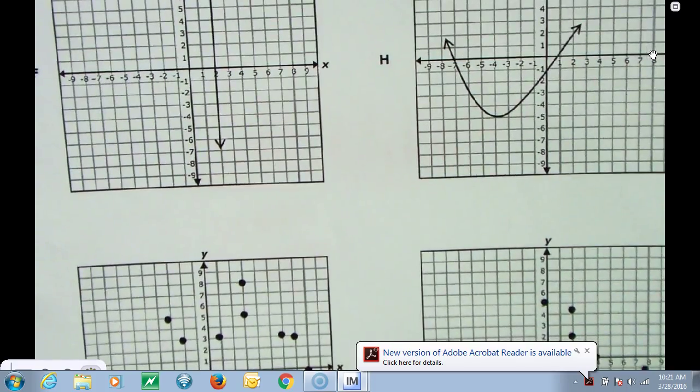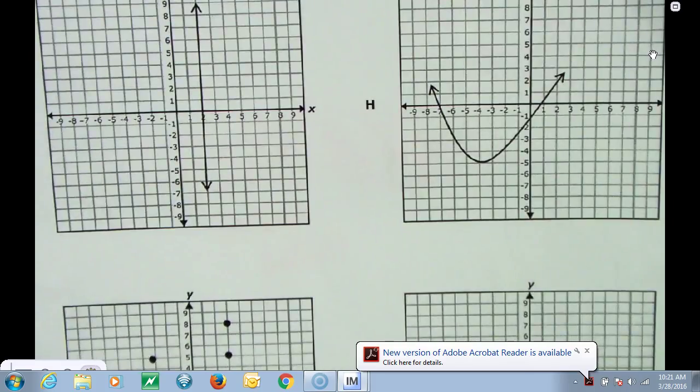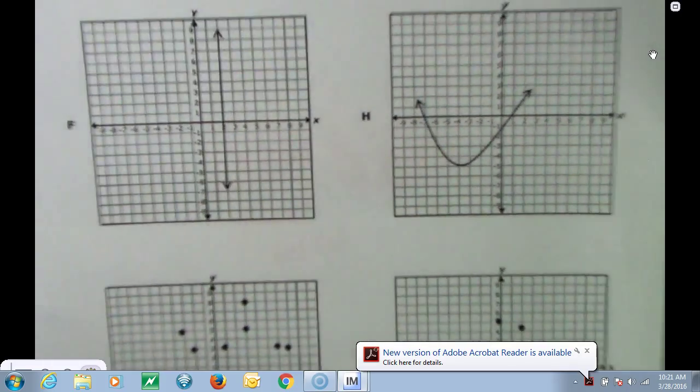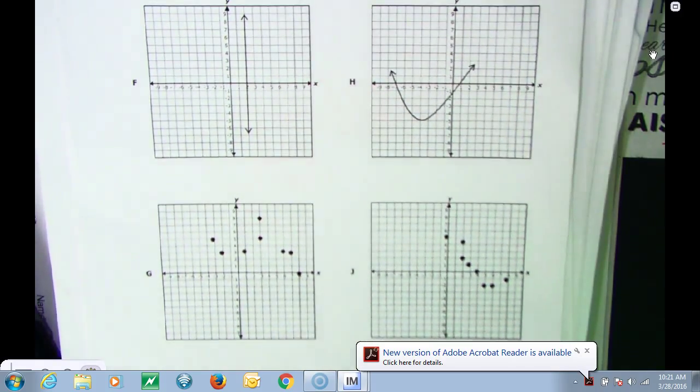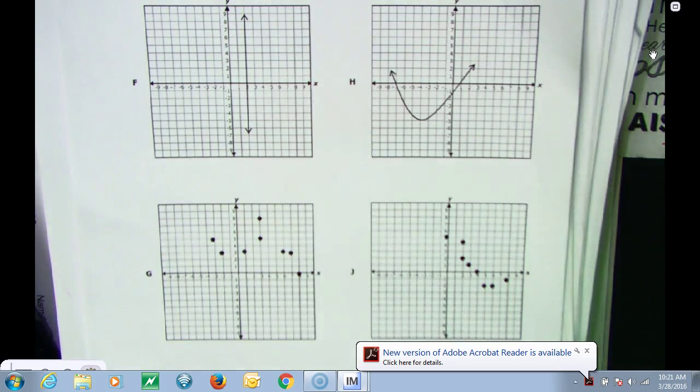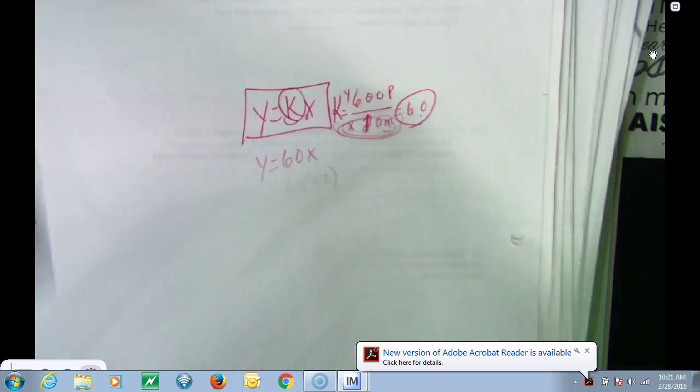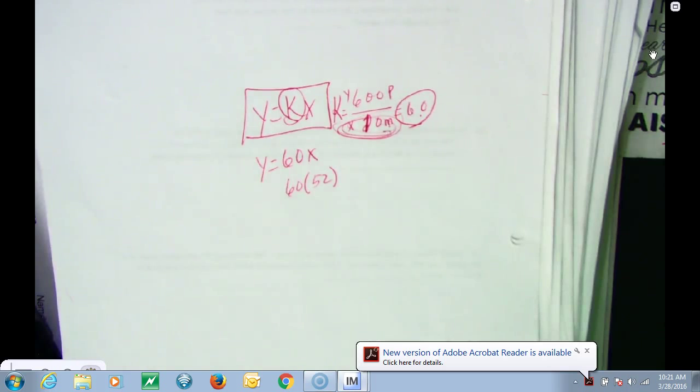Okay. Which graph, let me show y'all 4. Which one is a function? Which one is a function? When I say go, say the letter. Go. Good. You're good at those.